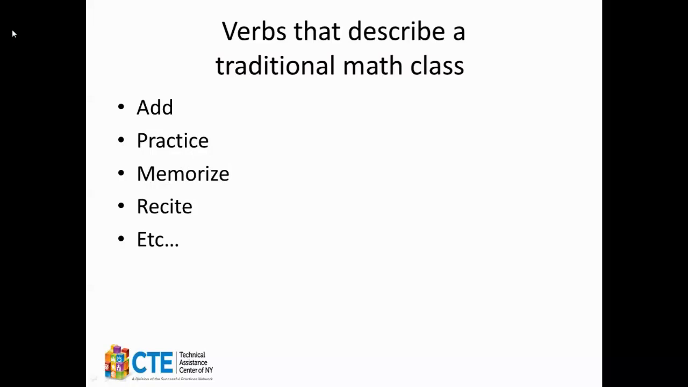All right, well, I'll get us going with a few here, verbs that describe more traditional math classes, things that you would do: add, or practice. A lot of practicing. I don't know about you, but I had a lot of worksheets in math class as I was coming along. Memorizing, reciting. These are the type of verbs that typically would describe a math class in the traditional way of teaching. And we're going to talk about how that's changing.